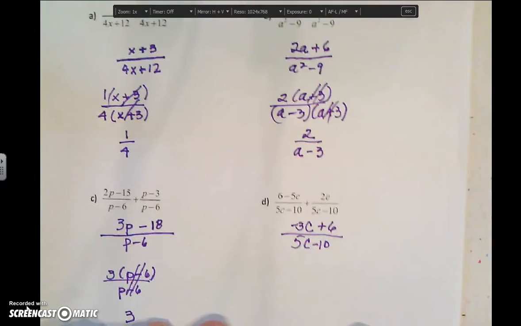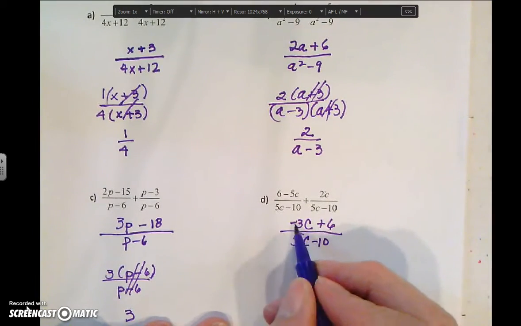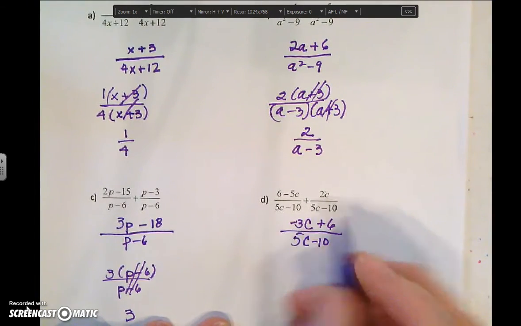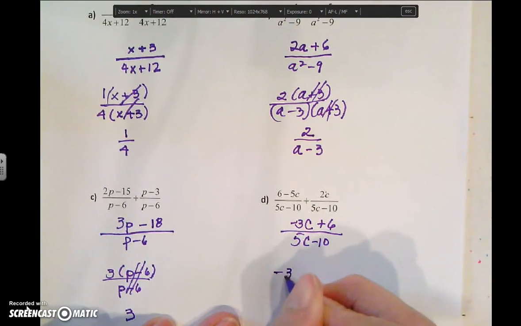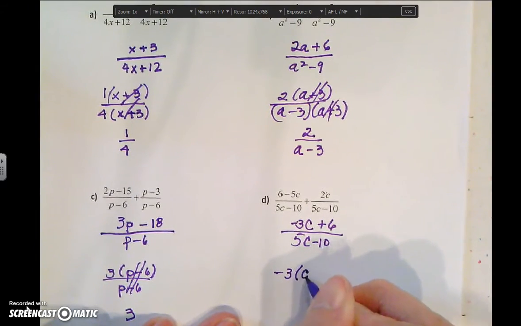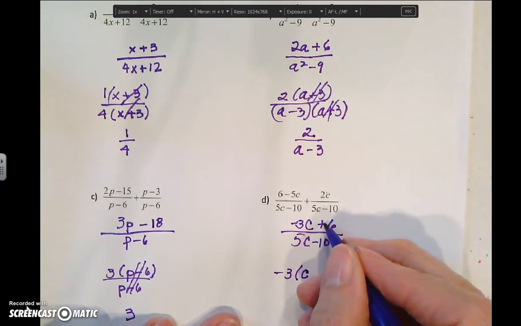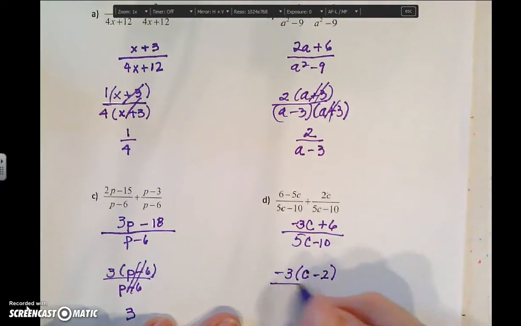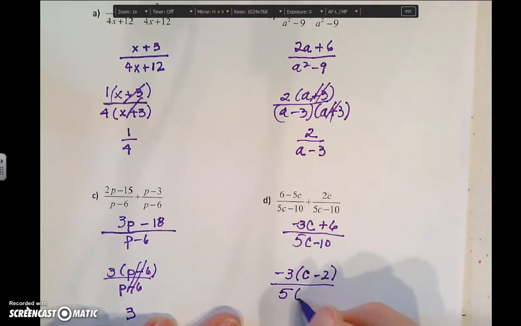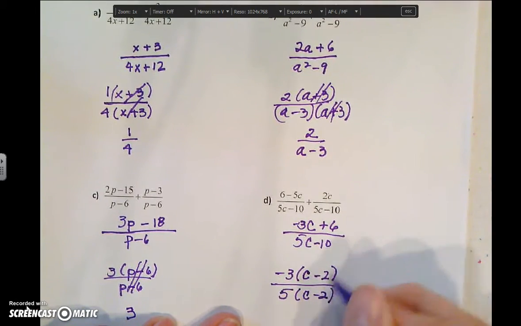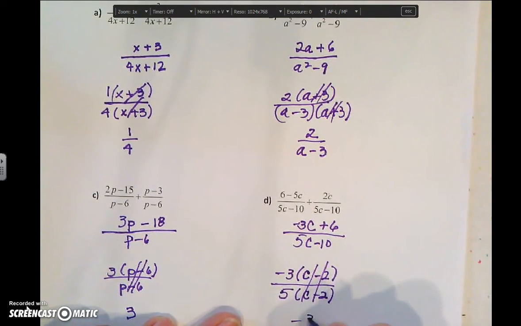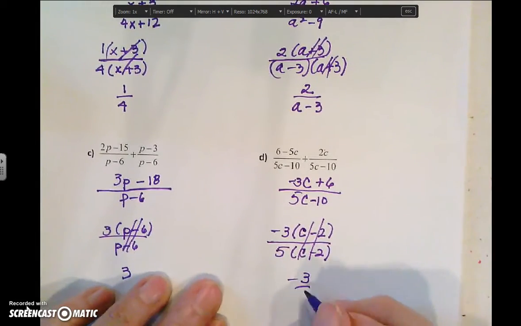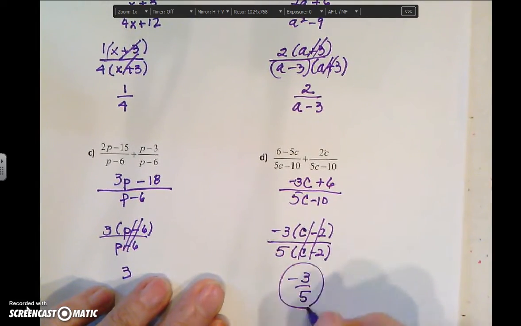I'm going to factor, and I'm going to take out this leading negative here as well. So I'm going to factor out a negative 3. So that leaves me with c, and the negative 3 will go into positive 6 a negative 2 times. Factor out 5. That leaves me with c minus 2. The c minus 2's cancel, and my final answer is negative 3/5.